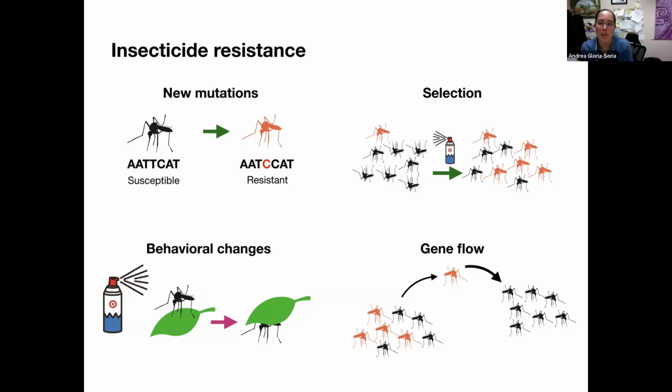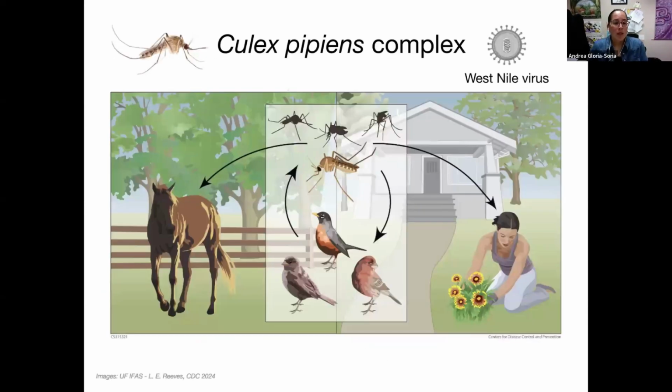And using population genetics, we can investigate which of these mechanisms are involved, and it's not only going to be one, but it could be a combination of all the above. And so for this, our study system is the Culex pipiens complex, which includes several species, some of the ones that are present in North America, and I will talk about them in a second.